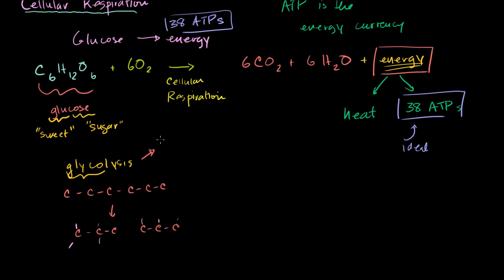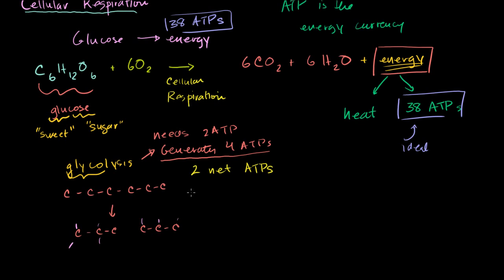By itself, glycolysis needs 2 ATPs, and it generates 4 ATPs. So on a net basis, it generates 2 net ATP. So that's the first stage. And this can occur completely in the absence of oxygen. I'll do a whole video on glycolysis in the future.